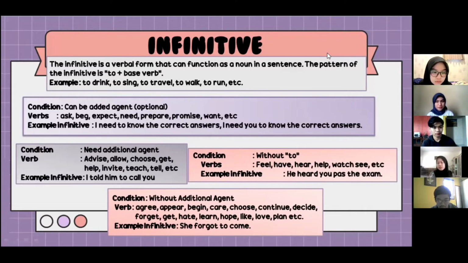Example infinitive: he helped you pass the exam. Condition: without additional agent. Verbs: agree, appear, begin, care, choose, continue, etc. Example infinitive: she forgot to come. She in the sentence is the subject, forgot is the verb, and to come is the infinitive.